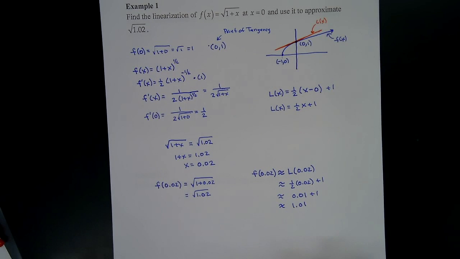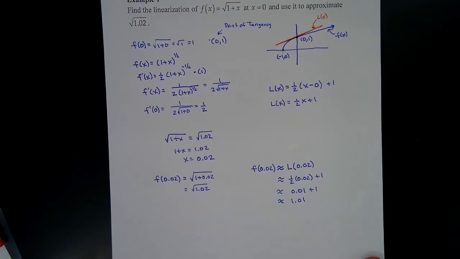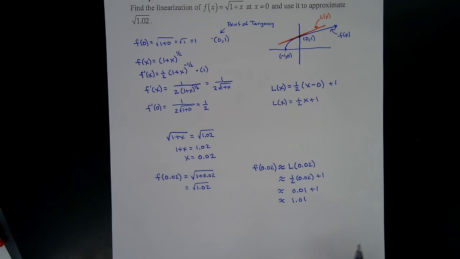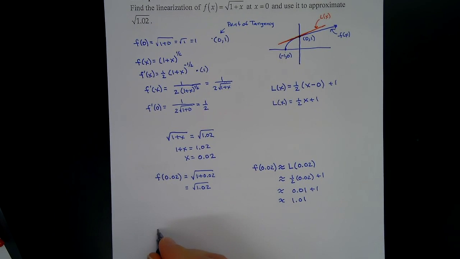All right, now, the other thing for homework, and you're not going to need to do this for the final or the AP exam, is I want you to calculate the error. So how far are we off from the actual value of the square root of 1.02 to this approximation? Are we close? Is this an overestimate or an underestimate? Okay, so I want to find our error. How far are we off?